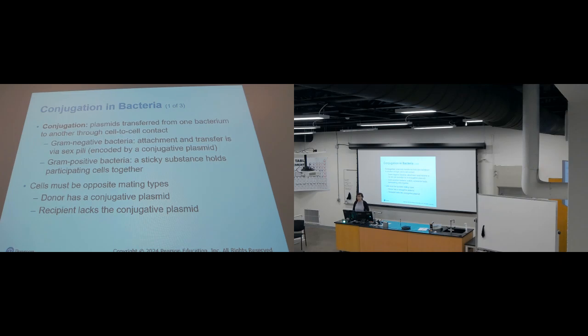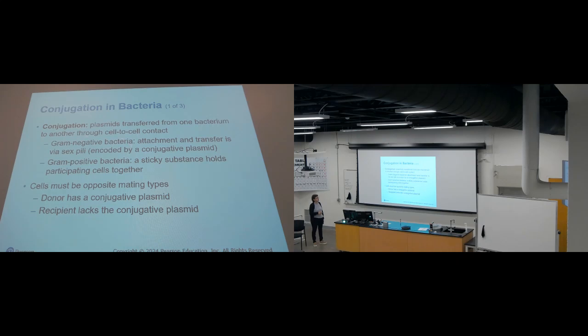So that's transformation. Now, in conjugation, you actually have mating between the bacteria. So actually, conjugation means mating. Conjugation is plasmids transferred from one bacteria to another through cell-to-cell contact. And in gram-positive bacteria, you have this sticky substance bridging these bacteria between each other, and then you have the transfer of this plasmid.